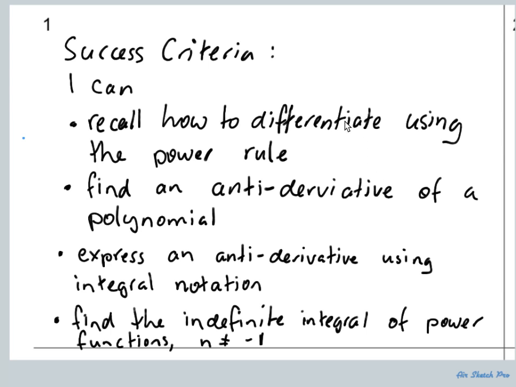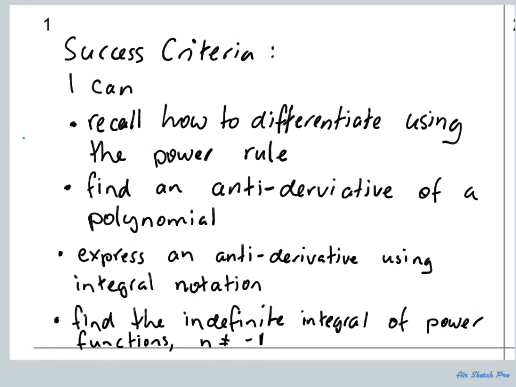So, as it says here, well, it doesn't say here, but we are starting integration for the next 3 weeks. Here are the success criteria for today. So, we'll develop the concept of integration, what it means. There's quite a few things to get through in this unit, so we're going to have to really push it to get there in time. But in today's lesson, we are simply going to examine the concept of the antiderivative.